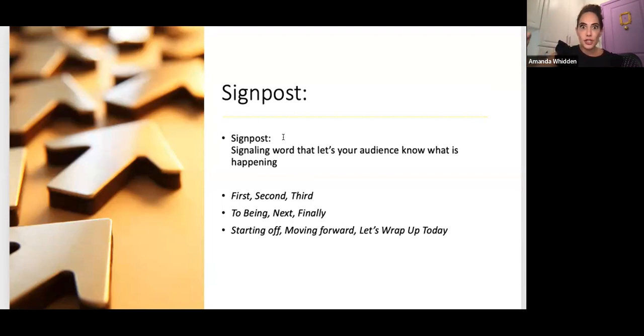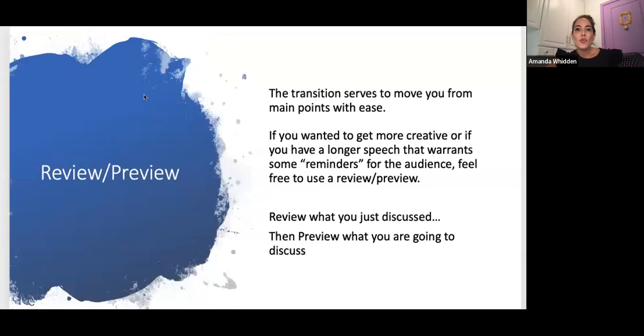So if you are using a first and you are using a second, then make sure that you don't go first, second, finally. Those three things aren't the same. First, second, third, right? That would be the way to do it. So signposts simply let you know what's coming up next. Think about a signpost that you see on the street, a stop sign, right? Then you have a review and preview, is what I'm saying.